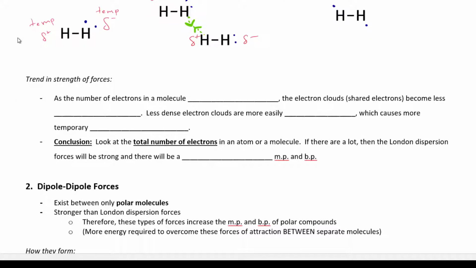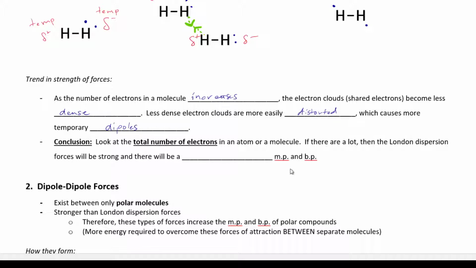Trend in the strength of forces. As the number of electrons in a molecule increases, the electron clouds, so the shared electrons, become less dense. And that's because as you add more electrons in a molecule, those electrons will each repel each other. So the electrons within a molecule will spread out a little bit more, reducing the density. So the less dense electron clouds are now more easily distorted, which causes more temporary dipoles.